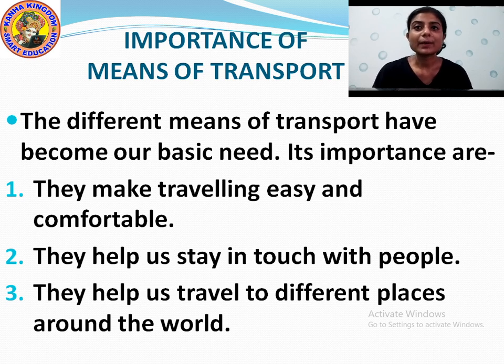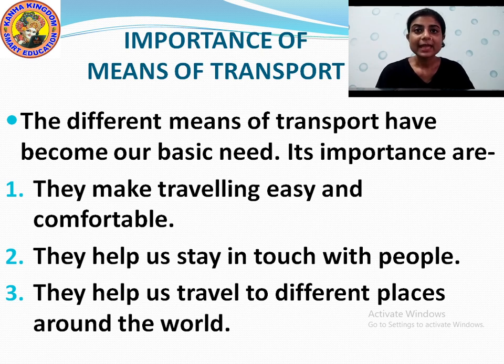Then they help us stay in touch with people. How? If we want to meet our friends, we can go to their place by using vehicles. If some of your family or relatives are living in a different country or state, we can go and meet them by using different modes of transport.